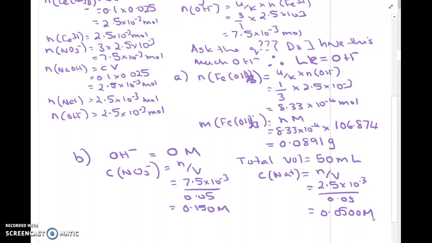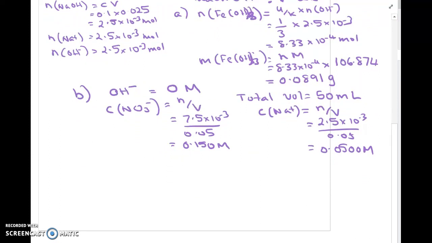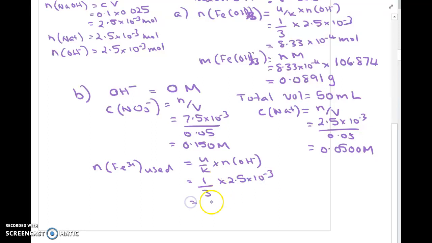Now the tricky one is the iron 3, because some of that was consumed in the reaction. So we have to find out how much was used in order to find out how much is in excess. The number of moles of iron 3 used will equal unknown over known times the number of moles of hydroxides, which is unknown is 1, known is 3, times 2.5 by 10 to the negative 3, and this comes out to be 8.33 by 10 to the negative 4 moles.